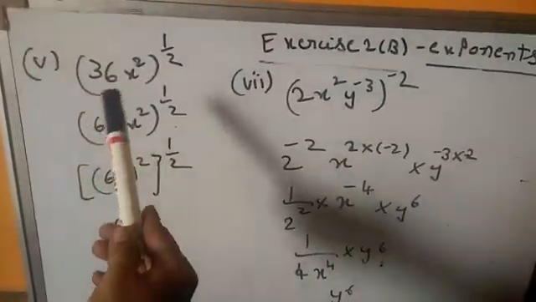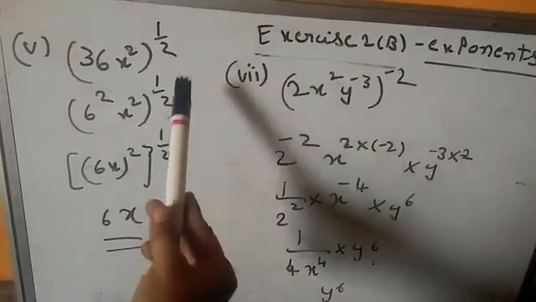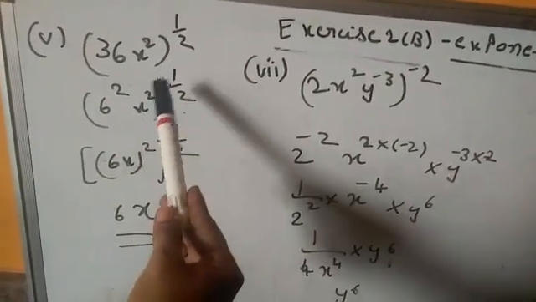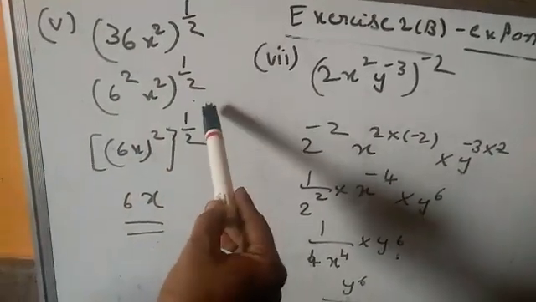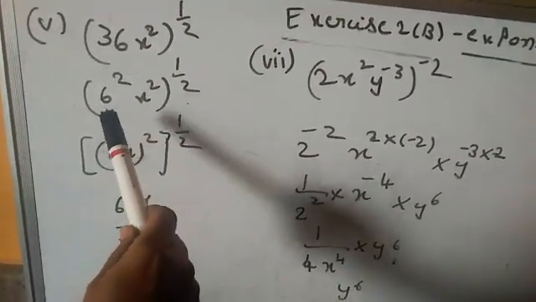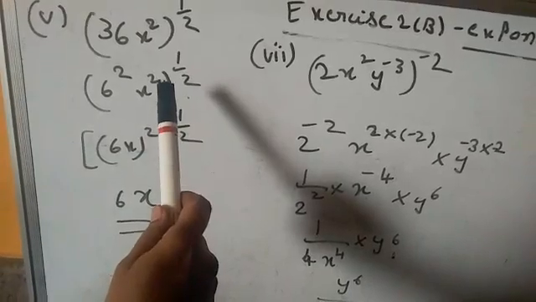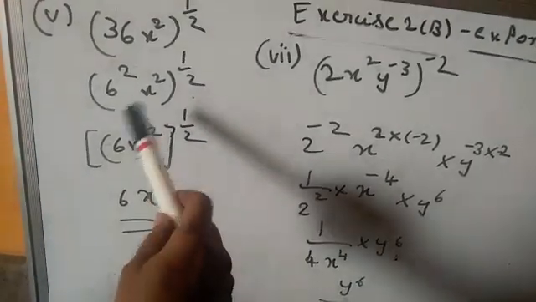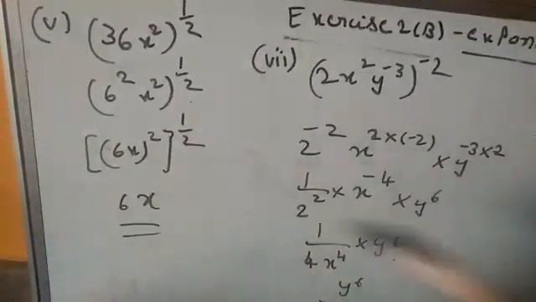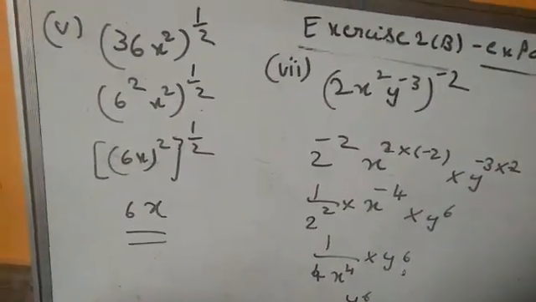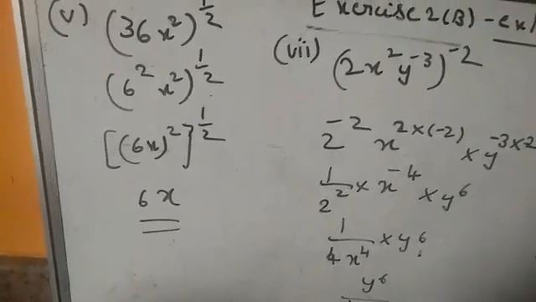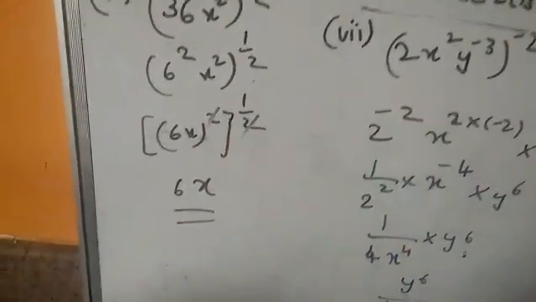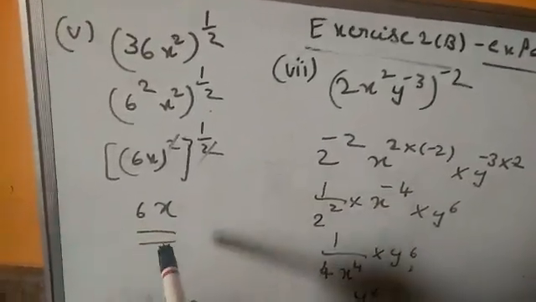Fifth question. 36 x square whole to the power of 1 by 2. Next, 36 we can write as 6 square, x square same, whole to the power of 1 by 2. Here also square is there, here also square is there. Both together, 1 square will come. So 6x whole to the power of square, whole to the power of 1 by 2. Next, 6x whole square whole to the power of 1 by 2. Here 2 cancels. So remaining 6x is the answer.